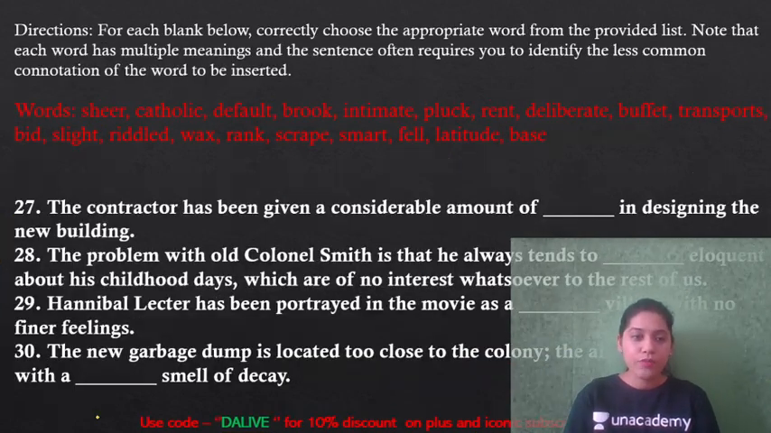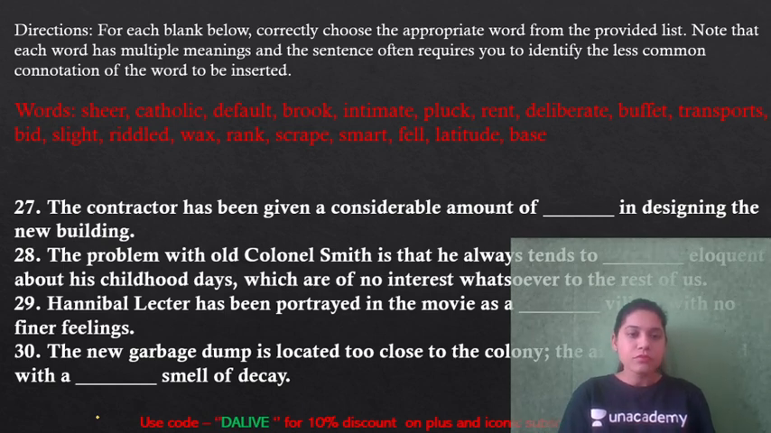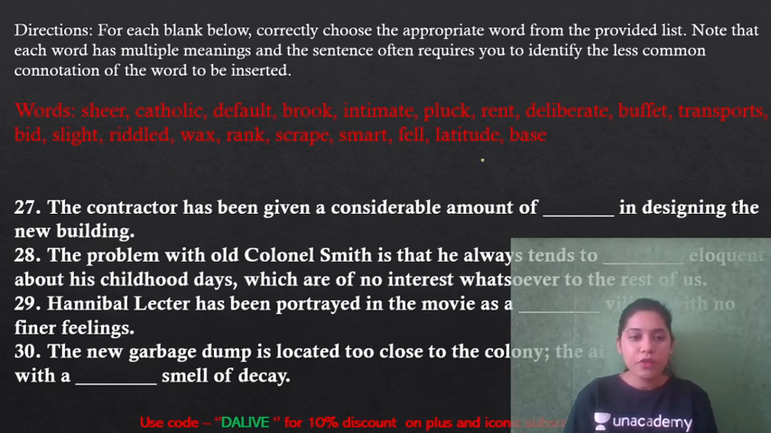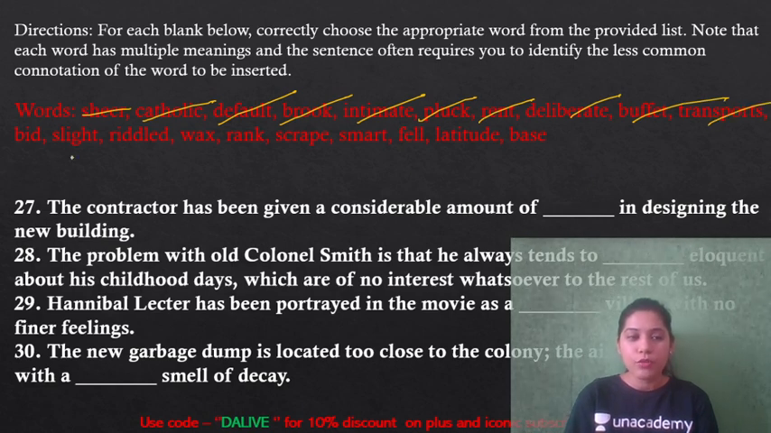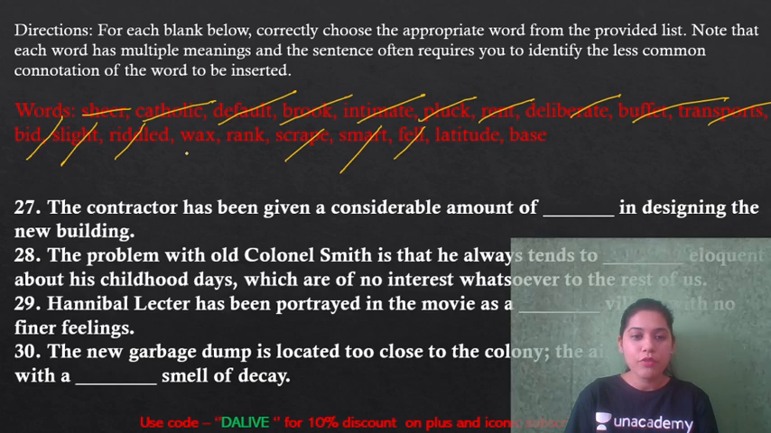Okay. Now, the words sheer, Catholic, default, brook, intimate, again the same words. I think the majority of them were used, so you have to now use only a few words. Sheer has been used, Catholic has been used, default, brook, intimate, pluck, rent, deliberate, buffet, transports. First line is over. This is also used. Scrape, smart, fell have been used. So what do you have now? Wax and rank, latitude and base. And you have four questions as well.